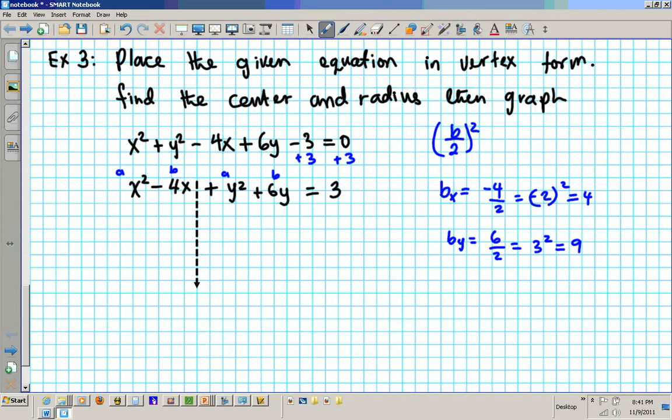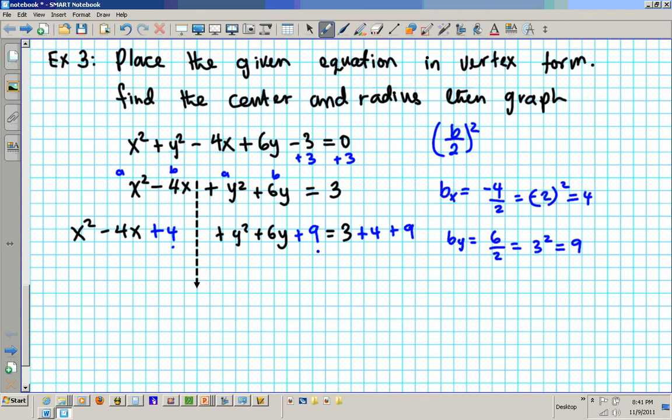Okay? So we're going to add them in. We're going to have x squared minus 4x. Insert this term that completes the square in the x world, plus y squared plus 6y. Insert this number that completes the square in the y world, plus 9. Equals 3. Let's see. I added 4 and 9 to the right side, so I better add it here so that I don't change the problem, yes? So you add 4, because of that 4 there, and then add 9, because of this 9 here.